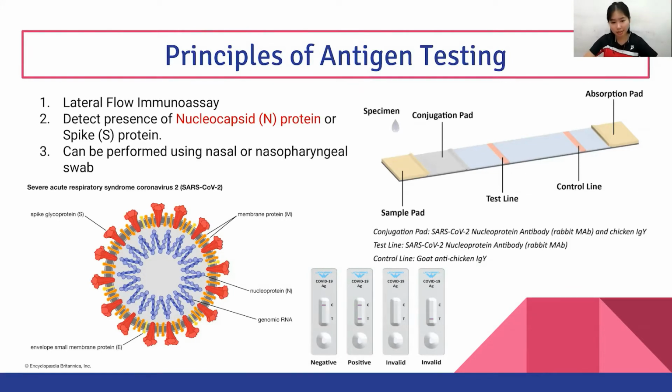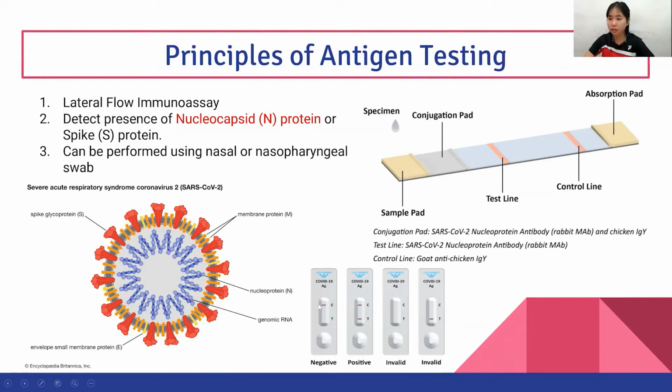So antigen testing is also known as a lateral flow immunoassay. It detects the presence of nucleocapsid protein or the spike protein. This test will be performed using a nasal or nasopharyngeal swab. The swab specimen will be placed on the sample pad, and through capillary action, you will get the test results. And right here, you can see the test results.